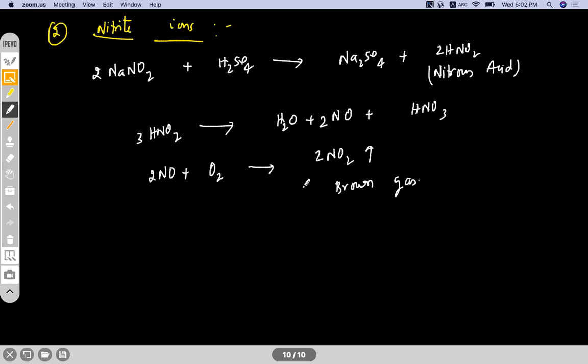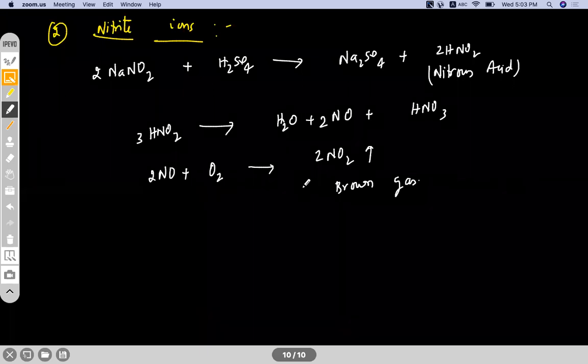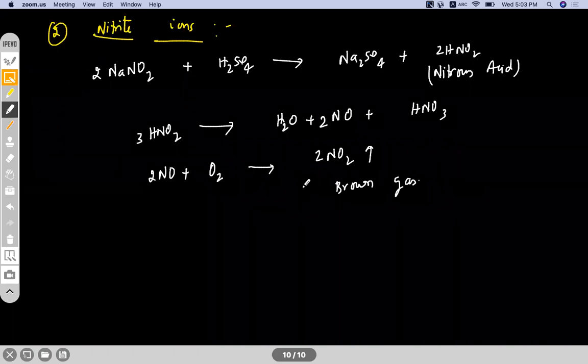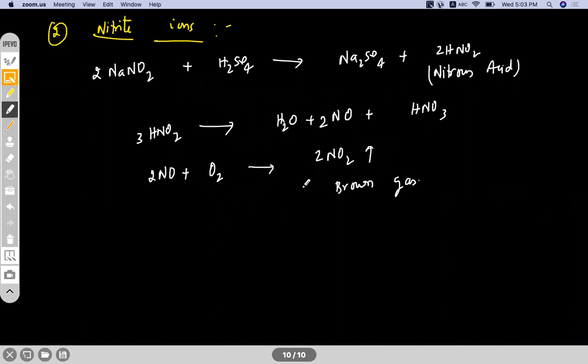One more thing is there: this NO2 that evolves here may also react with KI solution and evolve iodine gas. So NO2 produced can react with KI, which results in the formation of iodine gas. And this iodine reacts with the starch and forms the adsorption complex, which is bluish violet in color. So basically you should know that NO2 can also oxidize KI into I2. That's the basic information we have.